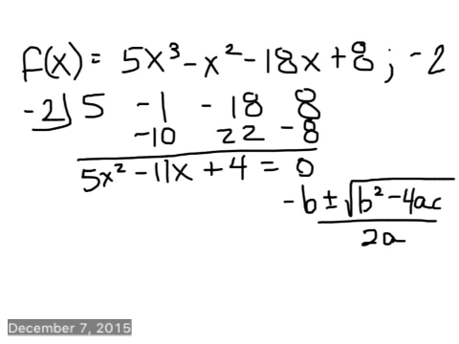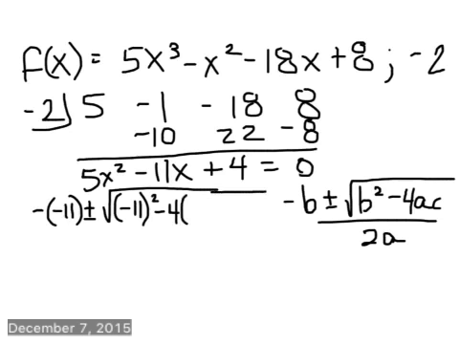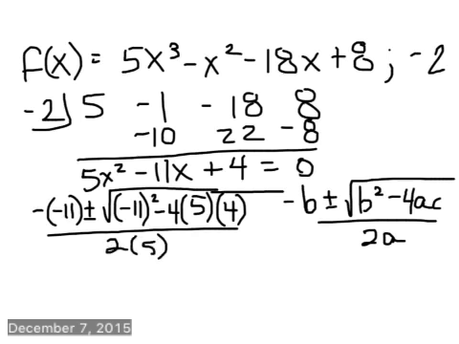So what number is in my b position? Negative 11. What number is in your a position? 5. What number is in your c position? 4. Now remember, when you simplify this, 2 negatives on the outside first. What's minus a negative 11? Positive 11.